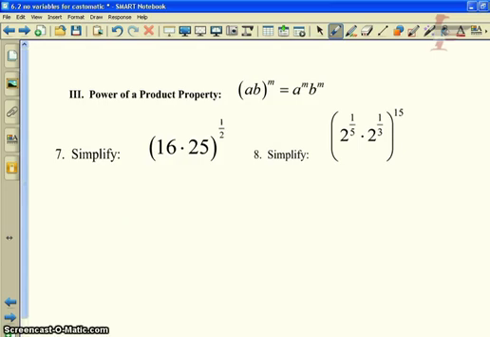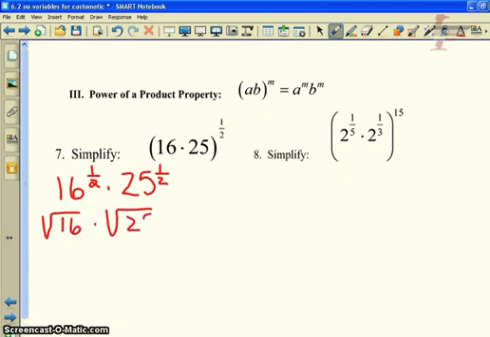The next thing we're going to do is just above, you can see if we have a times b to the m, we can separate that as a to the m and b to the m. So we're going to do that here. We're going to go 16 to the 1/2 times 25 to the 1/2. If we make those into radical form, we would have the square root of 16 times the square root of 25, which is 4 times 5, or 20.